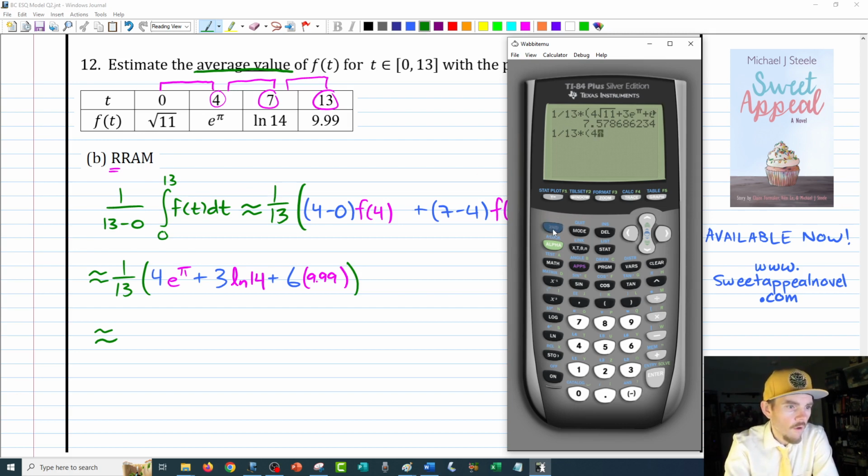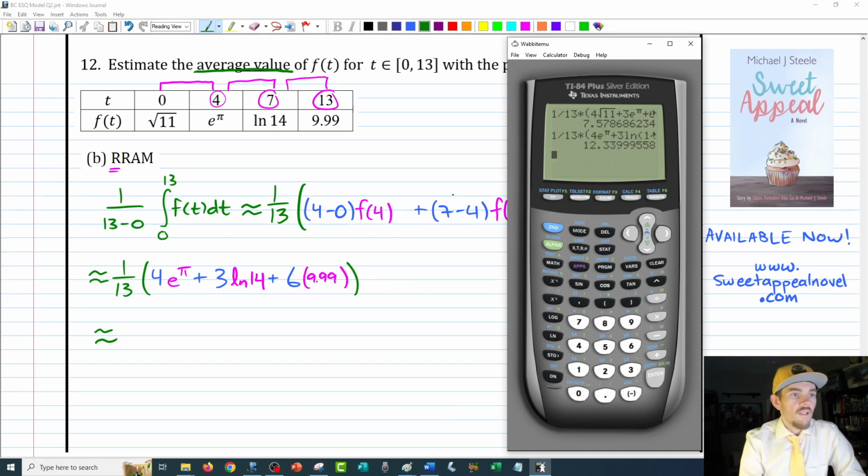After that, we'll have 4 times e to the pi. Sorry, it's really hard to see this with my eyes. Then we will have, it looks like 3 ln of 14. Notice I'm closing the parentheses on some of these things. And then finally plus 6 times 9.99. When I press enter, I get 12.3399.